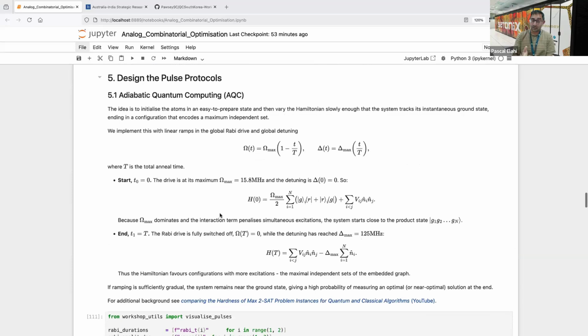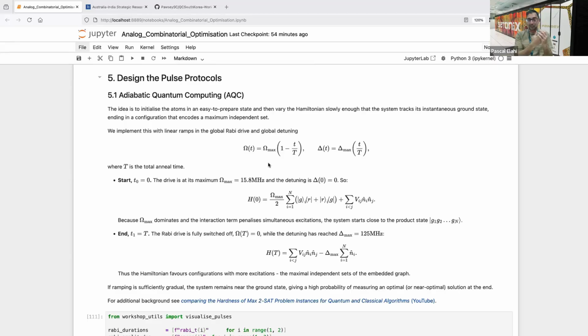The big thing now for Aquila is actually designing the protocol. And there are 2 ways of doing this on Aquila. It's an analog computer, so you can adiabatically evolve the system, right? So we have some Hamiltonian. You can adiabatically evolve the system so that it slowly tracks and you stay in the ground state of that Hamiltonian, and then you'll get to the Hamiltonian's ground state, the MIS state. You can implement this with linear ramps of the global Rabi drive and the global detuning. You just have to have them change slowly enough so that it stays an adiabatic evolution.